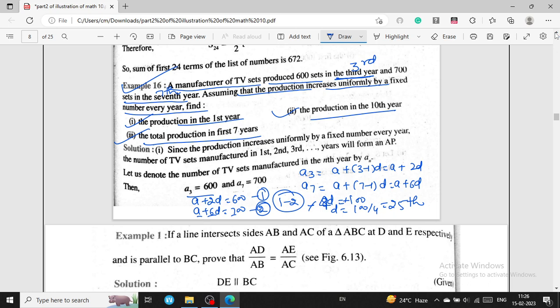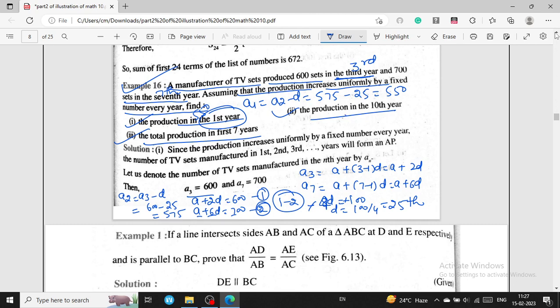Now you can find the first year's term. How to find the first year term? You can find it by this method. A2 is equal to A3 minus D. 600 minus D, which is 25, so it will be 575, and A1 is equal to A2 minus D. That means 575 minus again 25, 550. This is the production of the first year, 550.